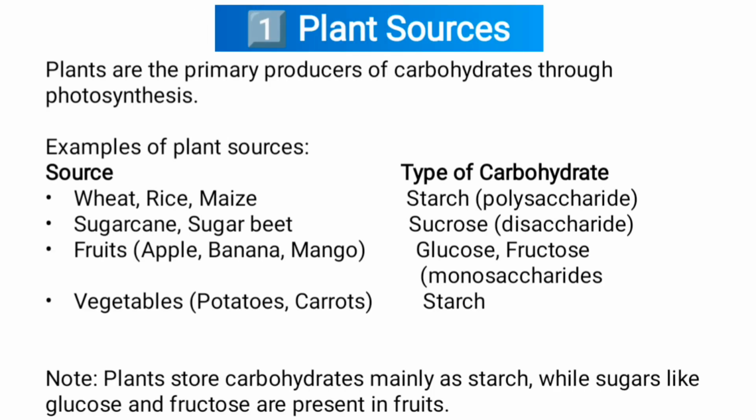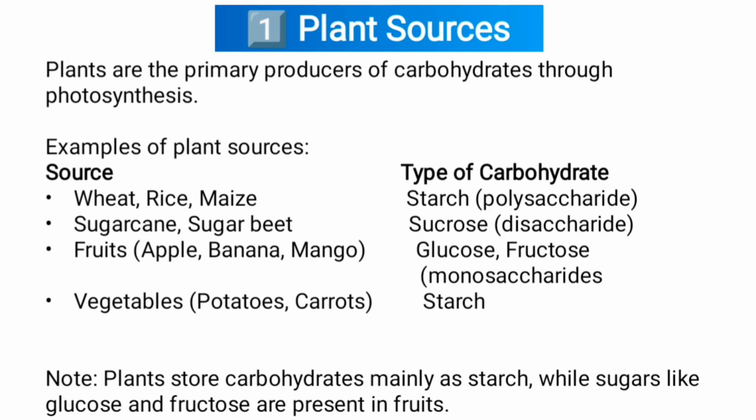First one, plant sources. Plants are the primary producers of carbohydrates through photosynthesis. Examples of plant sources and types of carbohydrates. Source: wheat, rice, maize. Gives starch, which is a polysaccharide. Sugarcane and sugar beet are a source. Gives sucrose, which is a disaccharide.